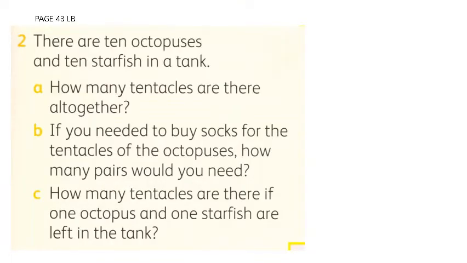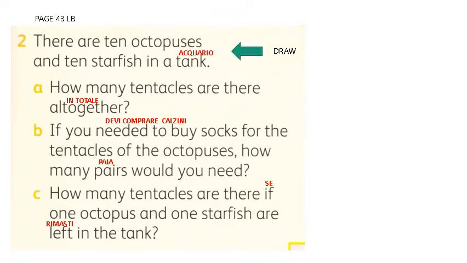This is the question that we started in class yesterday, page 43 of the learner's book. The question with the octopuses and the starfish. So let's read it again. There are 10 octopuses and 10 starfish in a tank. How many tentacles are there altogether? If you needed to buy socks for the tentacles of the octopuses, how many pairs would you need? And how many tentacles are there if one octopus and one starfish are left?